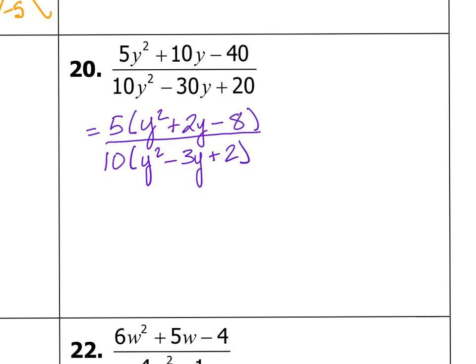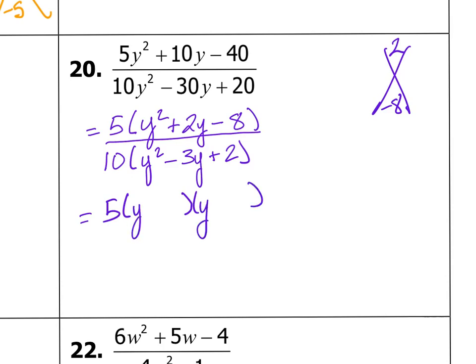And now I'm going to factor what's in the parentheses. So give me two numbers that multiply to be -8 and add to be 2. Well, that should be 4 and -2. So y plus 4 and y minus 2. Now, I can't get rid of the 5 yet. It's still right there outside, so I'm going to keep it out there. Same with my 10, and I'm going to do the same thing with the denominator.